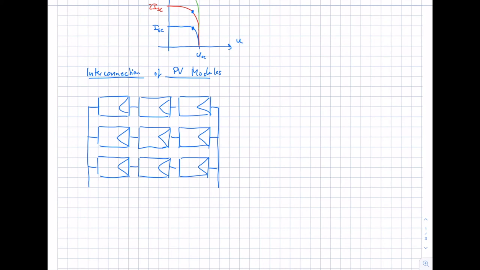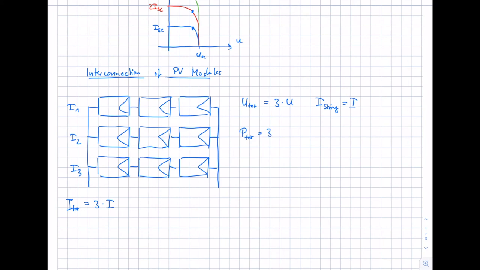What is happening? First of all, we have the interconnection in series. So the total voltage of one string is three times the voltage, and the current keeps unchanged. So the current of a string is just the current of one module. And now we connect these strings in parallel. So what is then happening? Of course, we have here I1, I2, I3, so the voltage keeps unchanged if we connect these strings in parallel, but the current changes, so that we get three times the current, and the voltage, as I said, does not change. And then, of course, this gives us the total power.